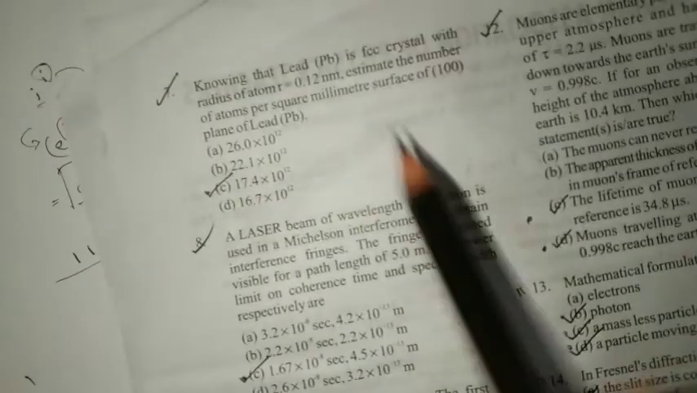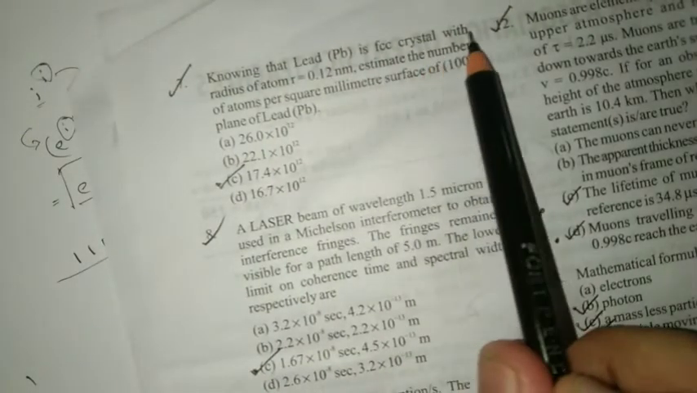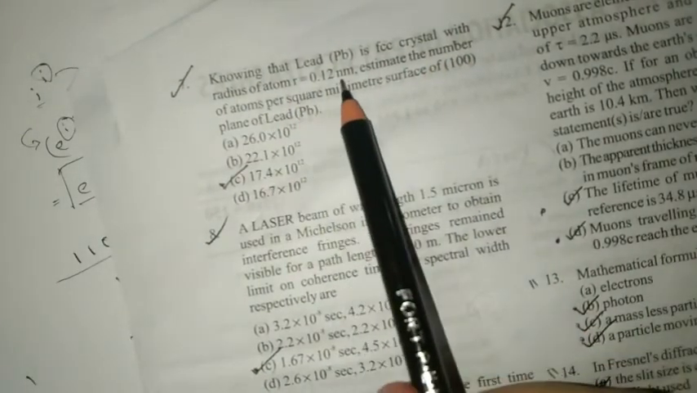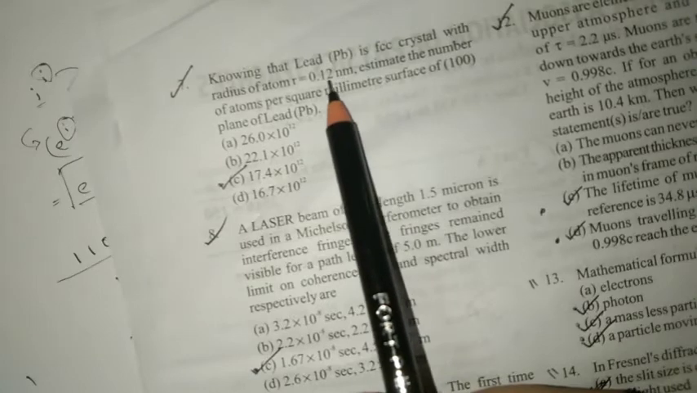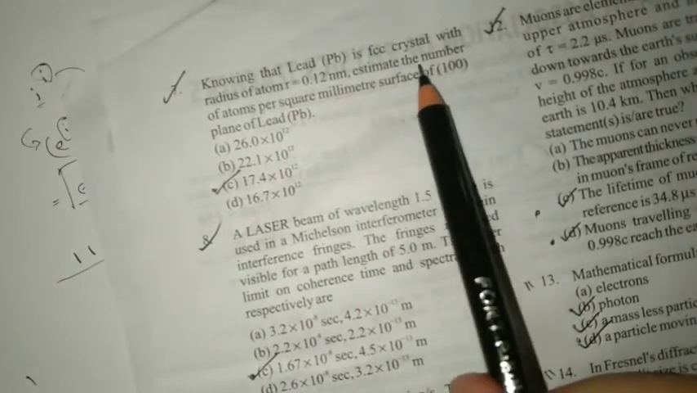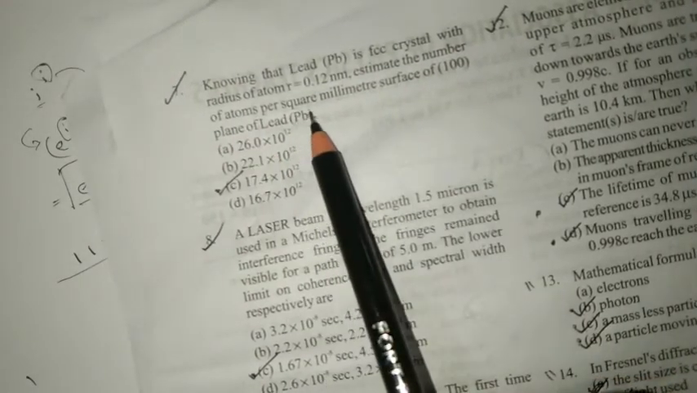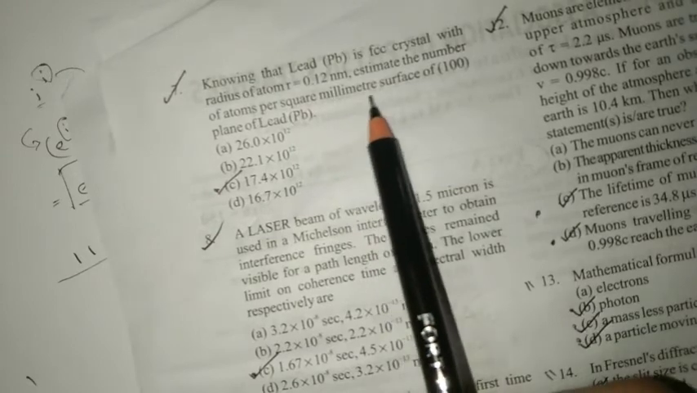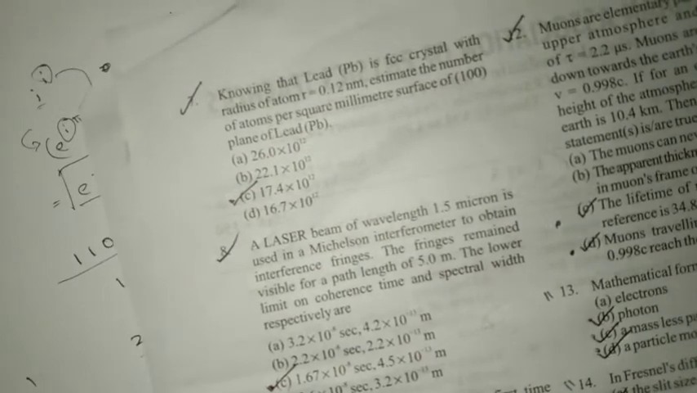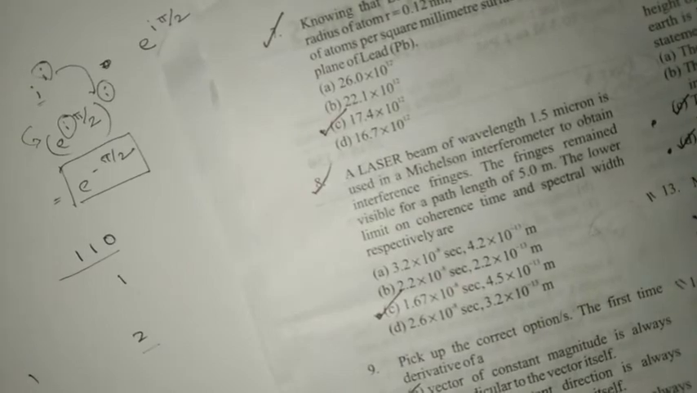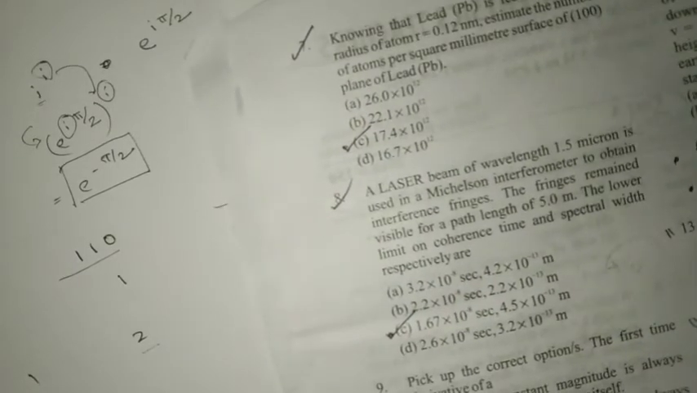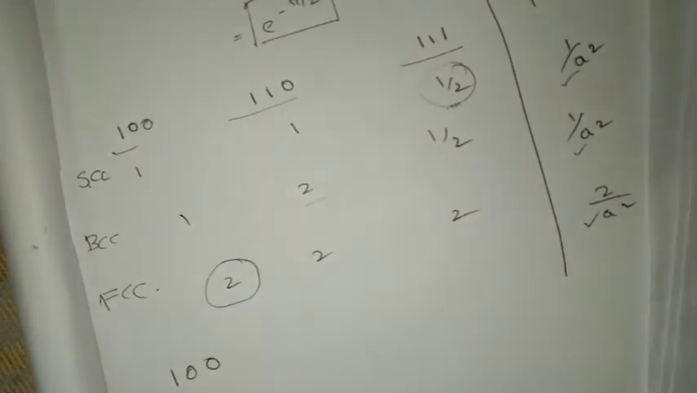The question is saying that lead is FCC with atomic radius R equal to 0.12 nanometer. Estimate the number of atoms per square millimeter on the surface of the 100 plane of lead. So it is given that the 100 plane contains how many atoms? It is 2, right? 2 for FCC.